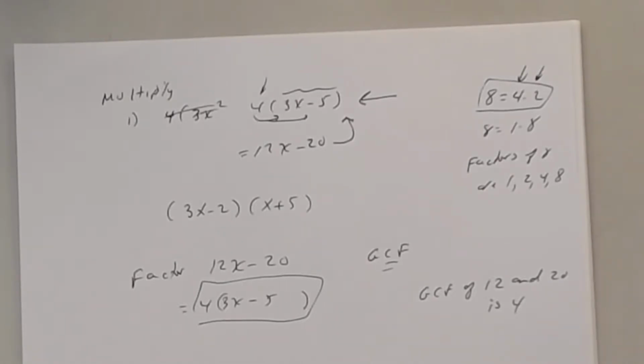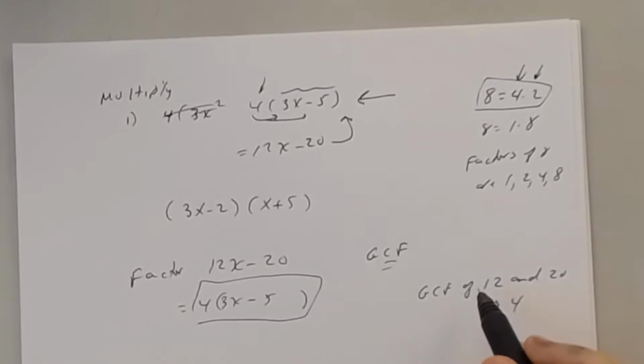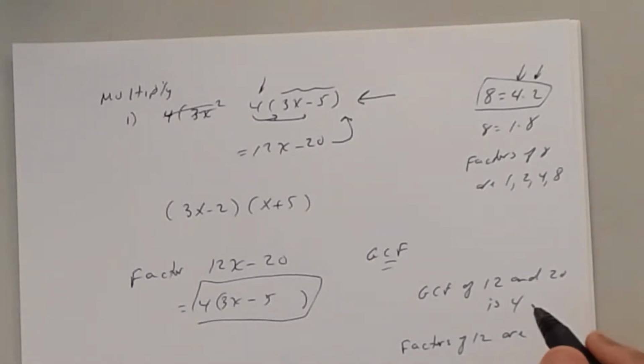If you did not know that, then one of the things you can do to determine the GCF is find the factors of each one first. So we can list the factors of 12. The factors of 12 are, and you just go through your whole numbers. The first whole number is 1. 1 always goes into a number, so that 1's always a factor.